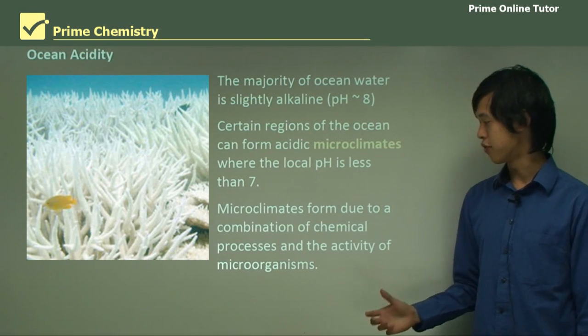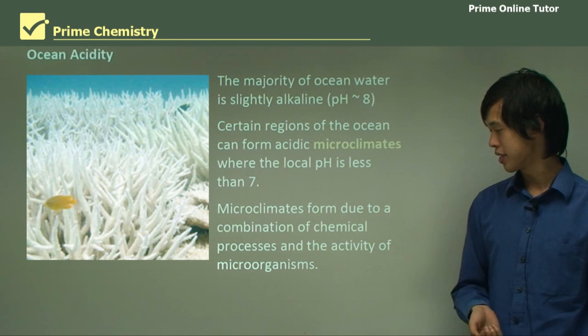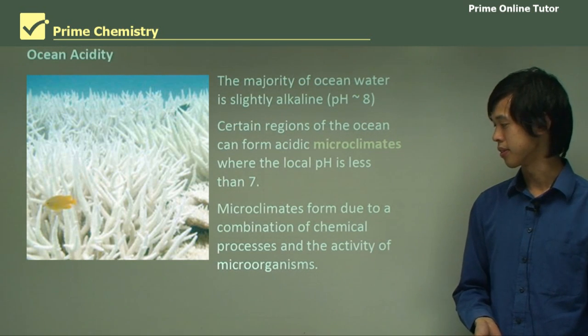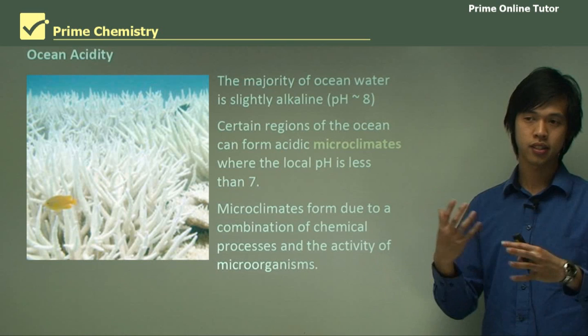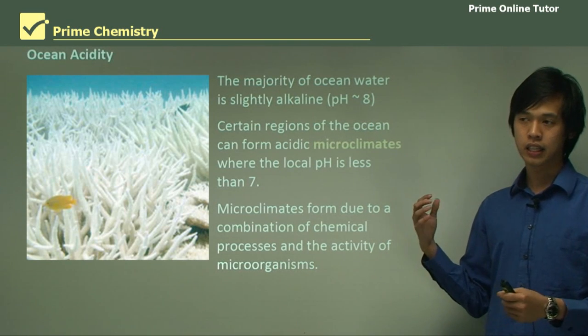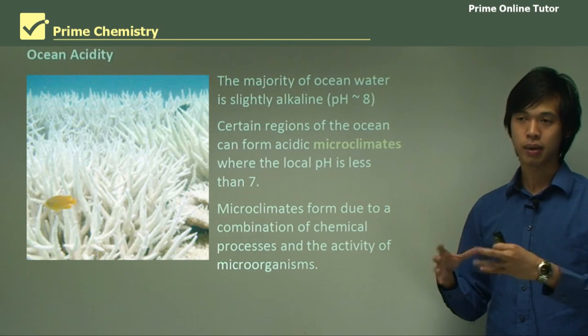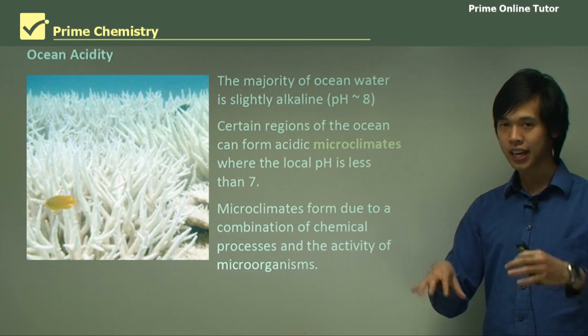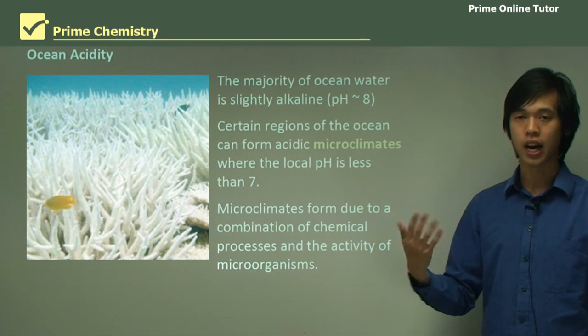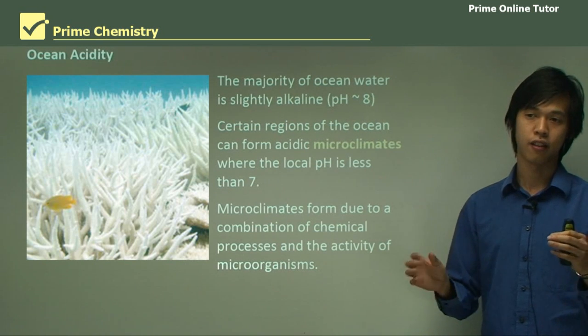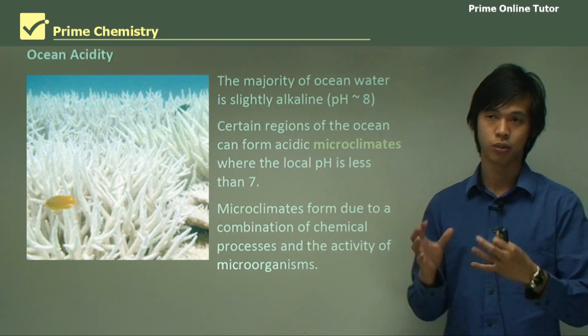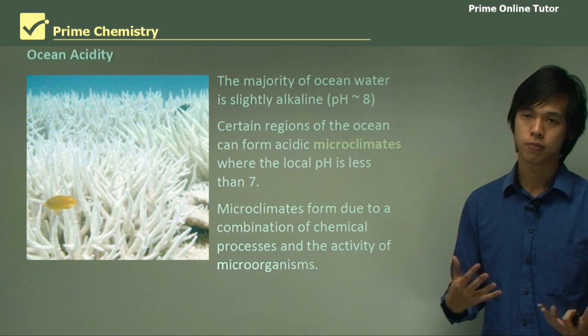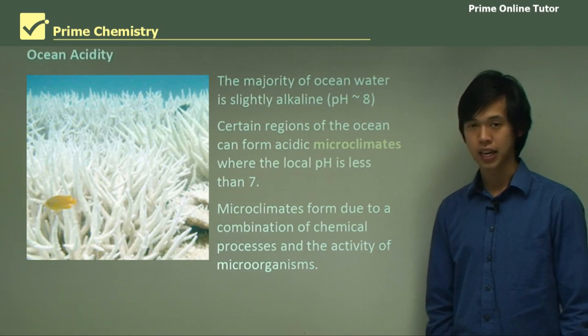And microclimates form due to a combination of chemical processes and the activity of microorganisms. So there are some chemical processes going on, but if you have a colony of microorganisms that are just pumping out H+, then that area will be locally higher in acidity than if you didn't have that bacteria there. So the bacteria can make a big difference as well.